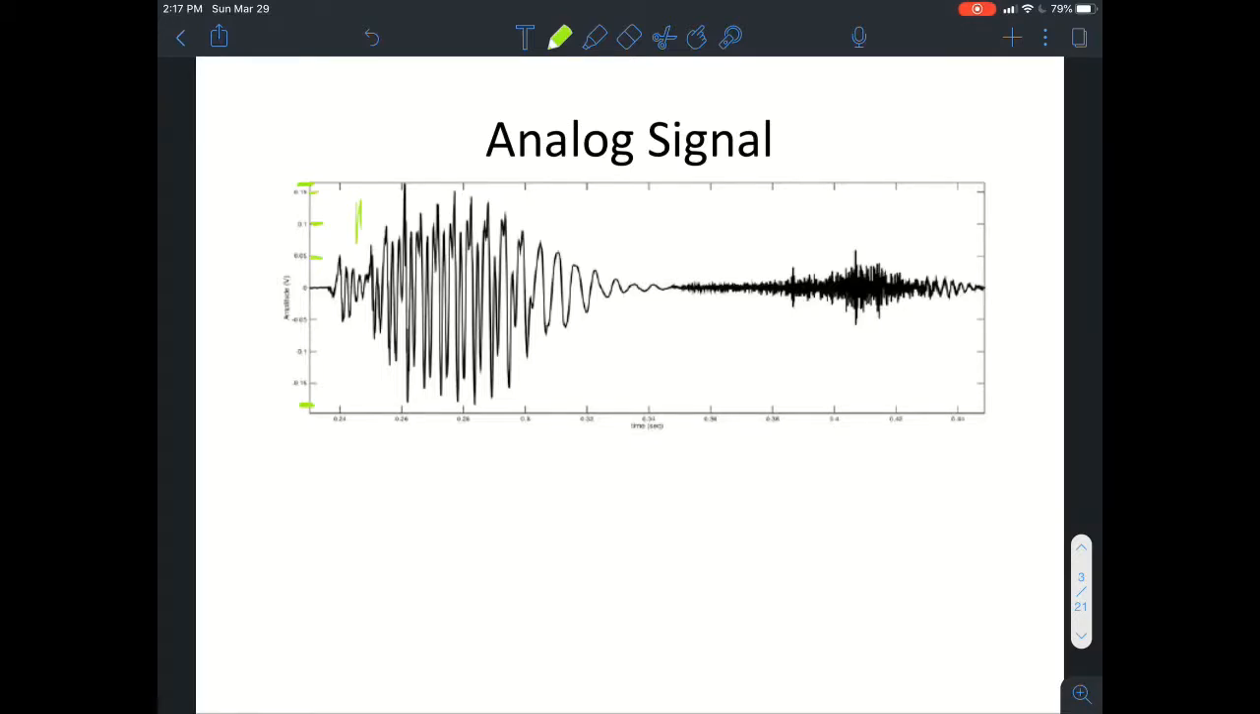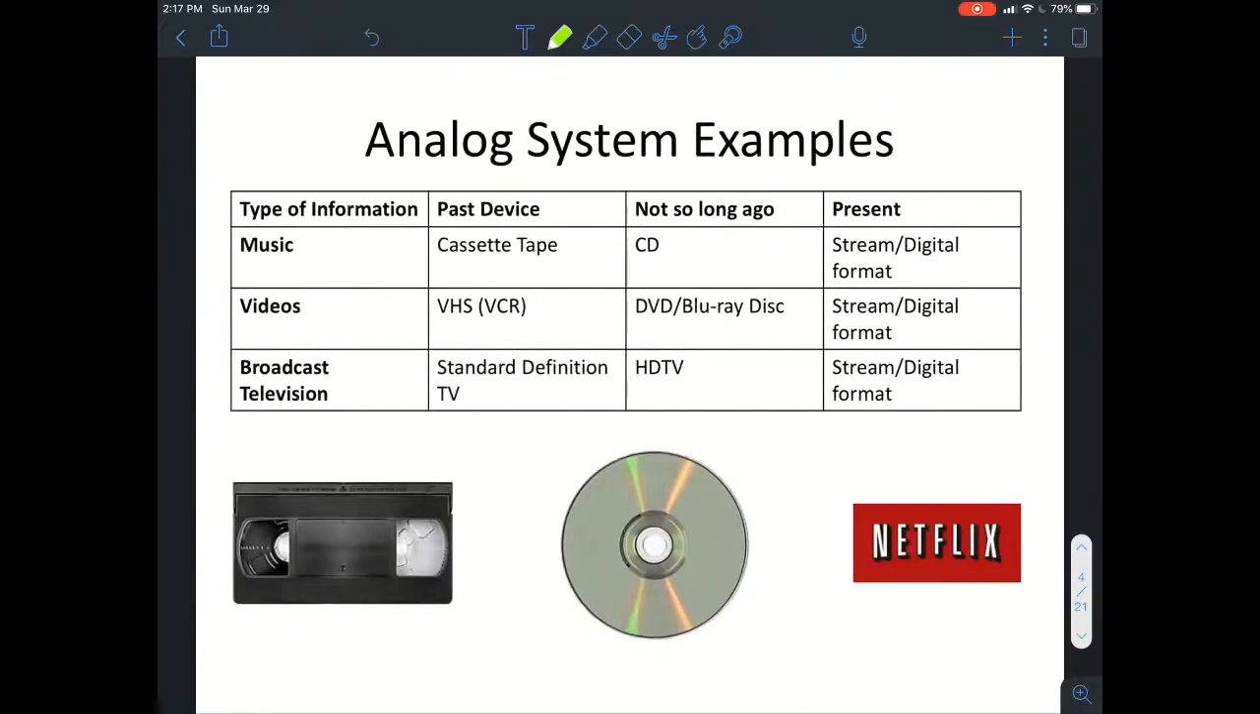So what we're talking about is how we can translate from these continuous values to discrete values represented by ones and zeros in some way, shape, or form. So let's give some examples of analog systems.